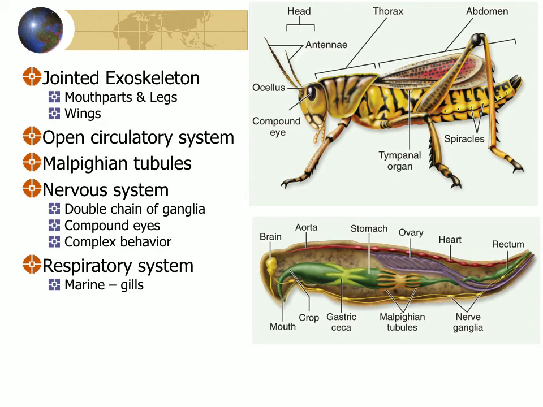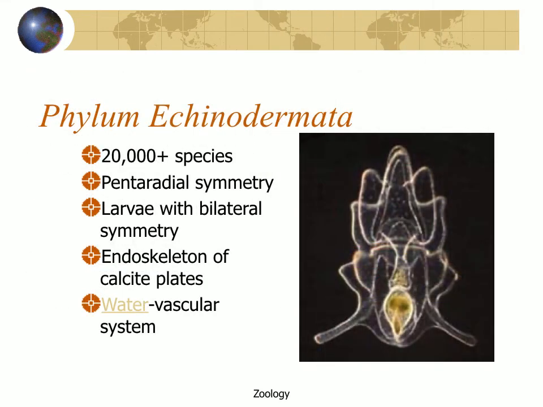In marine forms, they will use gills or book lungs or something like that, but very advanced phylum. Okay, then when we talk about the deuterostomes, we wind up with the phylum Echinodermata. This is a large group of organisms that show pentaradial symmetry as adults, but larvae are bilateral symmetry, and they have an endoskeleton of calcareous plates inside, kind of just below the skin, and a unique water vascular system.